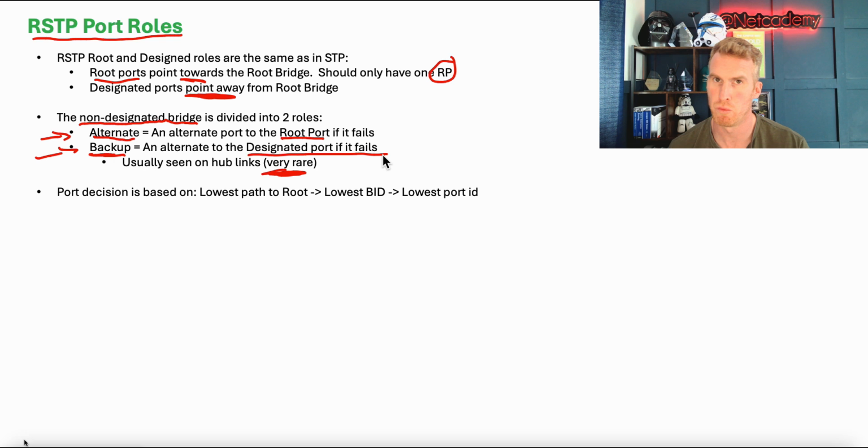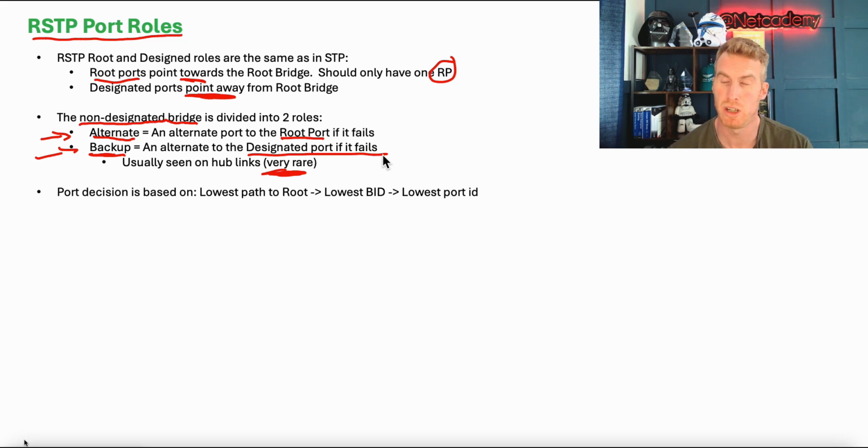So that non-root bridge, that non-designated bridge, would have an alternate port back to the root bridge if the root port fails. But also, if it was connected to two or more other switches via a hub, it would have a designated port connecting into the hub, but it would also have a backup port if that designated port fails.